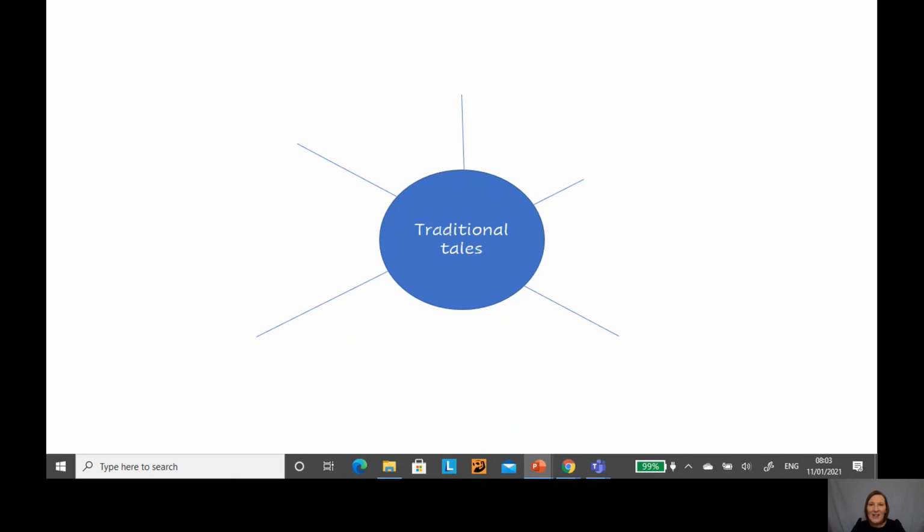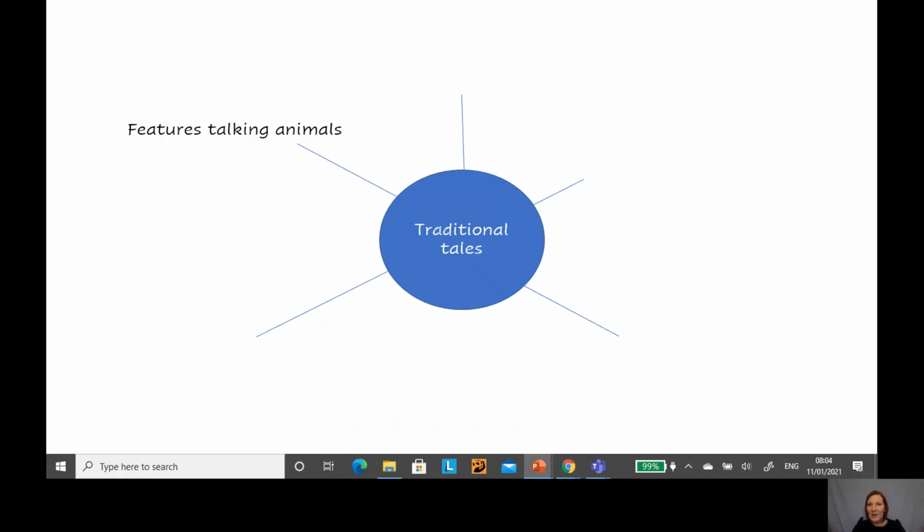Welcome back. How did you get on with that? I bet you've got lots of different features. I wonder if we have the same. So remember, a traditional tale is a story that's been told over and over again for many, many years. Now, some of the key features of a traditional tale.